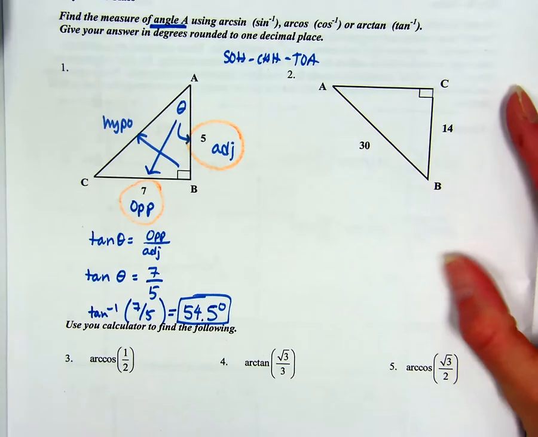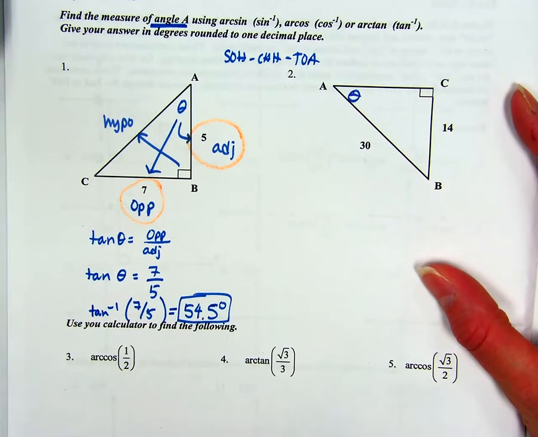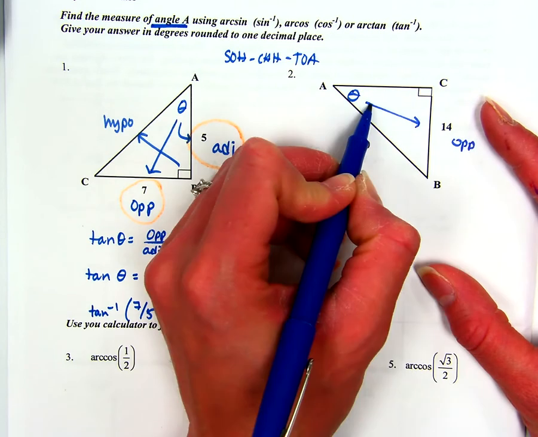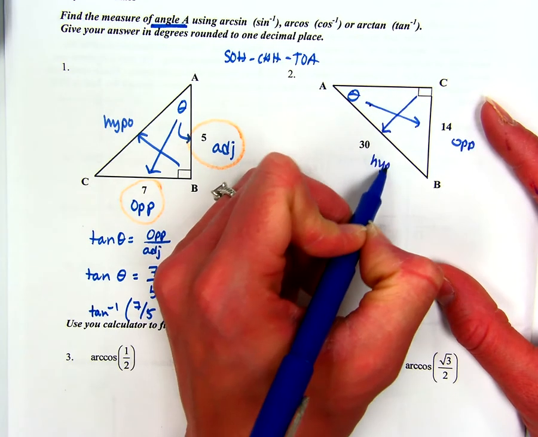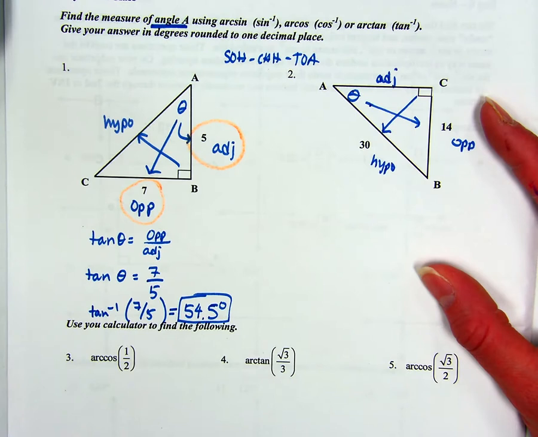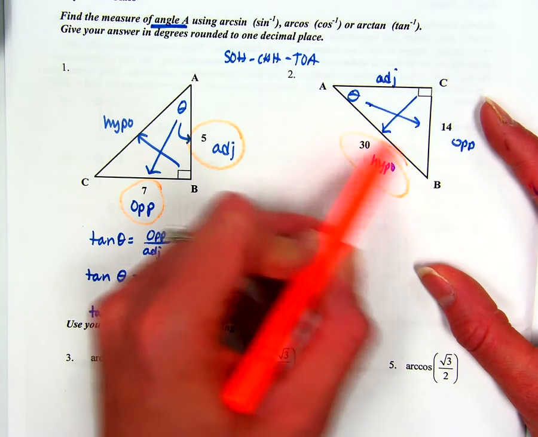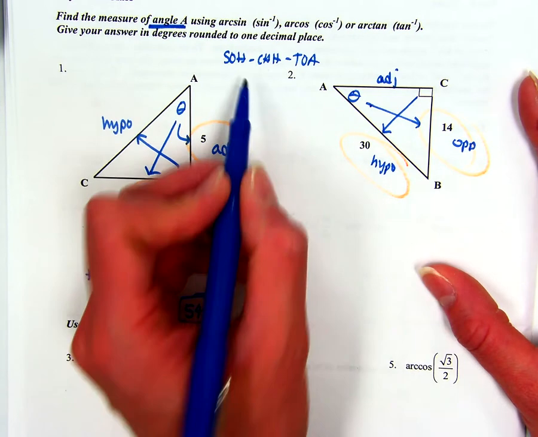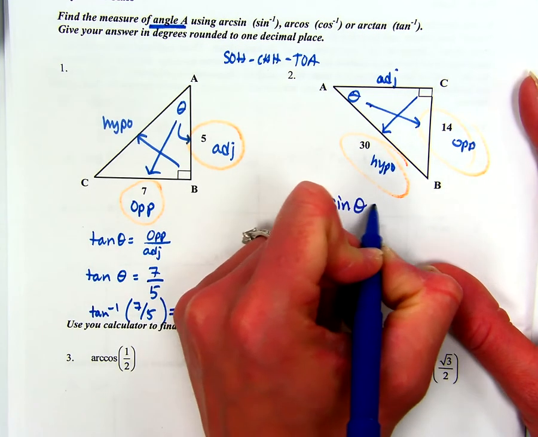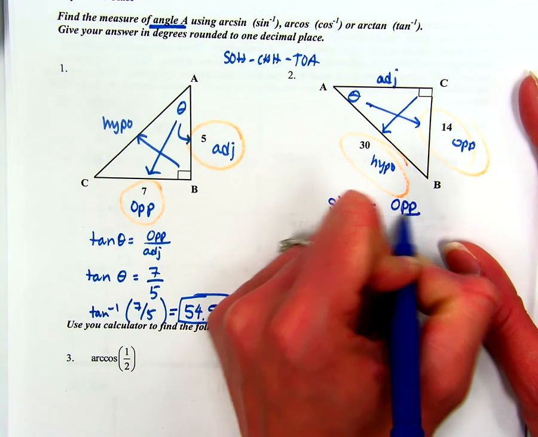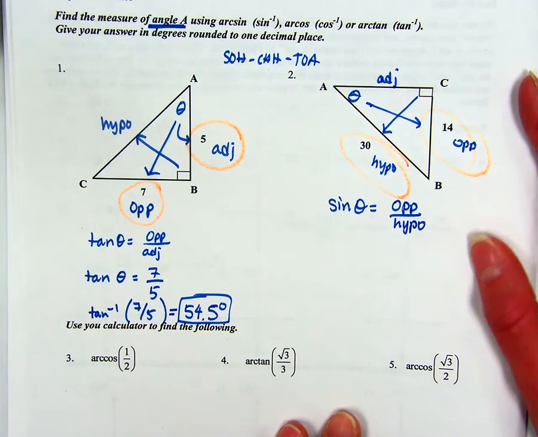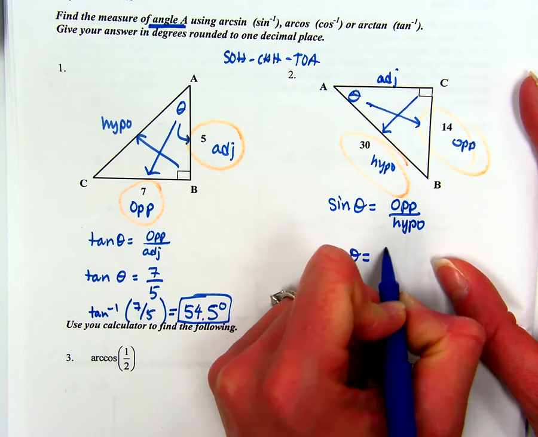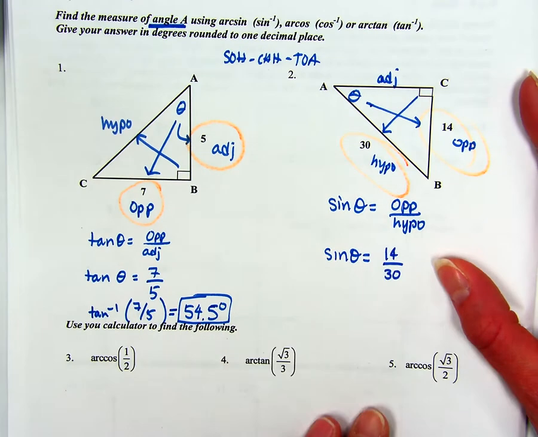All right, problem 2, we're still finding the measure of angle A. Find your angle A, put your theta there. Label opposite, this is hypotenuse, and this is the adjacent. Again, we only care about the ones that have the numbers in them, so we're looking at opposite and hypotenuse. That's sine. So sine of theta equals opposite over hypotenuse. Sine theta is equal to 14 over 30.